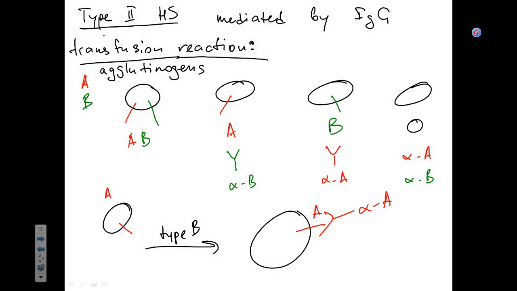Okay. So which blood type can you transfuse, which red blood cells can you transfuse to everybody? O. Which blood type can receive any red blood cells? AB. Does that make sense?